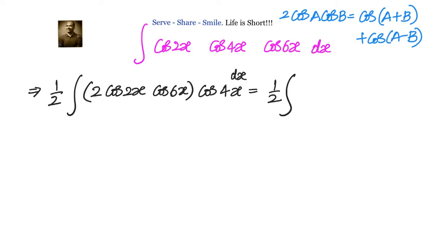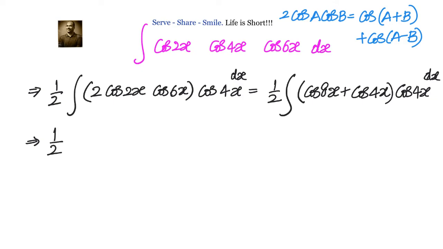Whether you take 2 minus 6 or 6 minus 2, it won't make any difference, because cos of minus theta is cos theta. So it will become half of cos 8x plus cos of 4x, and that needs to be multiplied with cos of 4x. So let's open the bracket, and we see that we have to apply the same trigonometric transformation one more time. Now in the next step we will have half of cos 8x cos 4x plus cos square 4x.